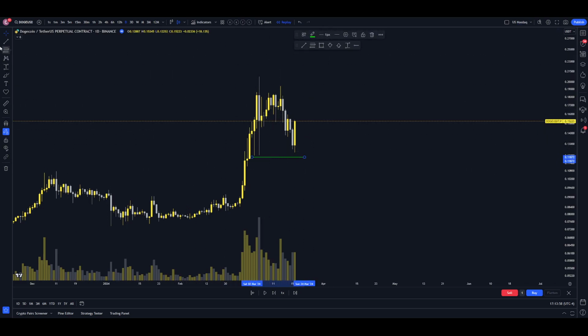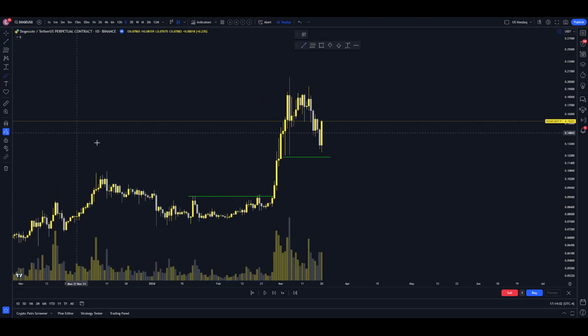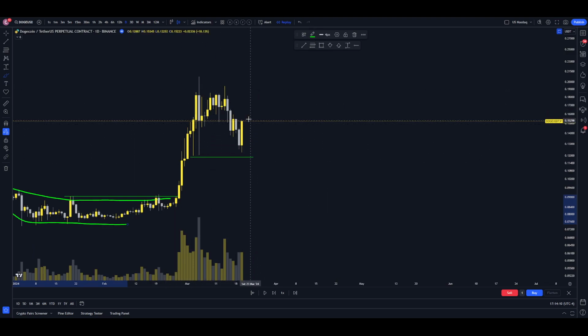And there's your second setup, right? So the first setup was a break of this pattern of lower highs and lower lows. Your second setup is a potential higher low forming here with this bullish engulfing. Let's see where we go from here.